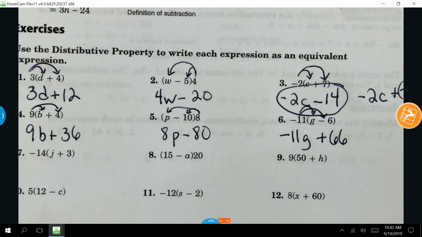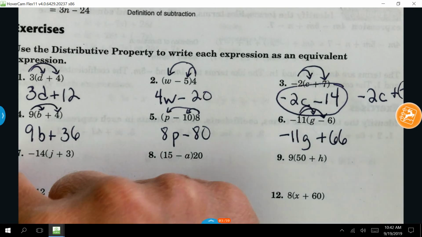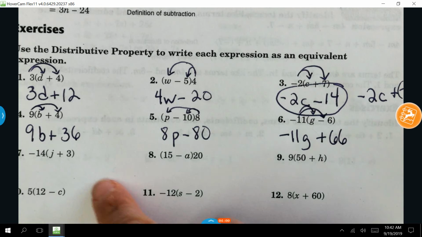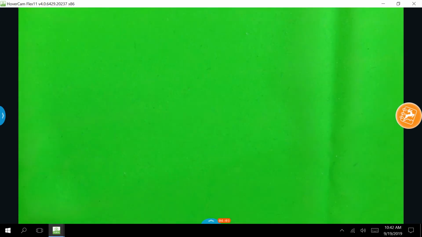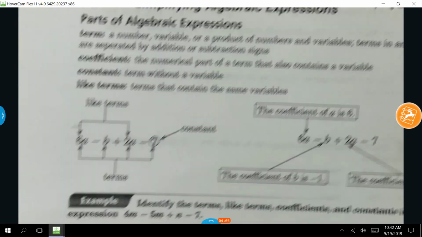Sure. Thanks. When I'm done completely, you'll come back and finish these, but I think you're good because we have done distributive property before. So let's move on to the next page.